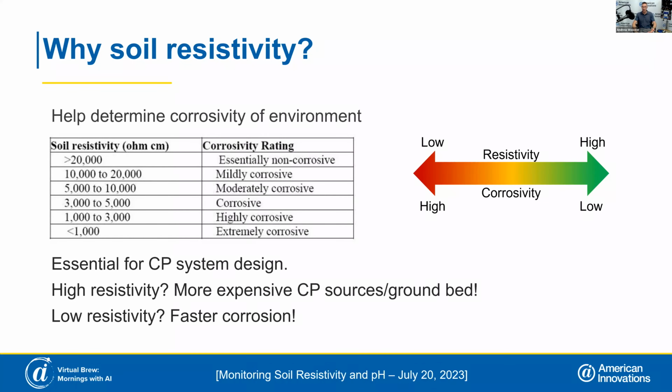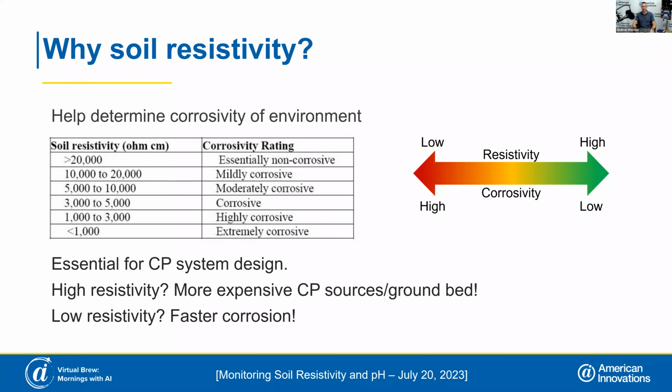For a high resistivity environment, it's going to take more power, more energy to pump current through that environment, and so typically a more expensive CP source or ground bed would be used. A low resistivity means that electricity, electrons, are going to flow much more readily, and so you're going to be more susceptible to faster corrosion.